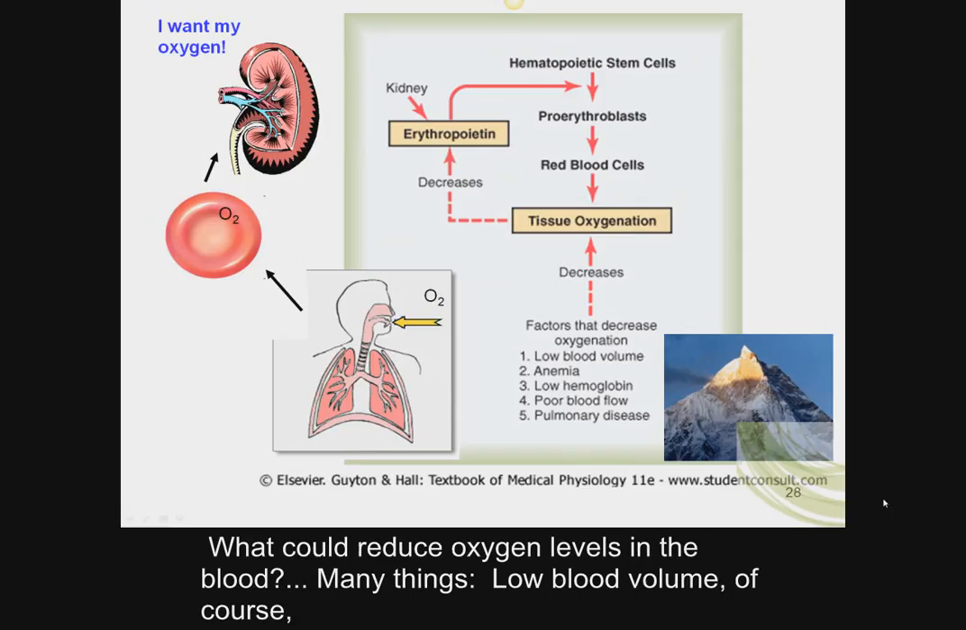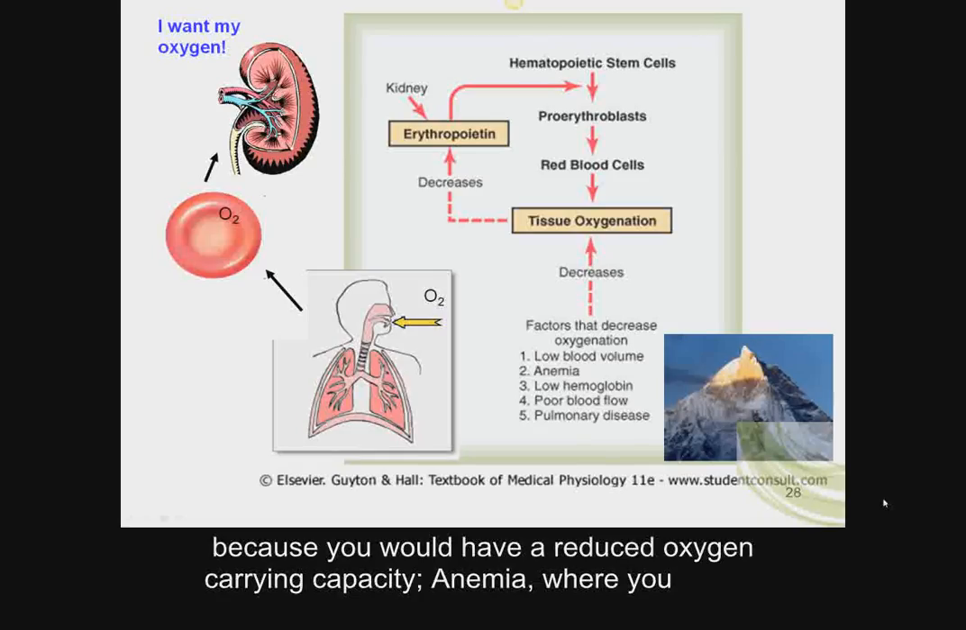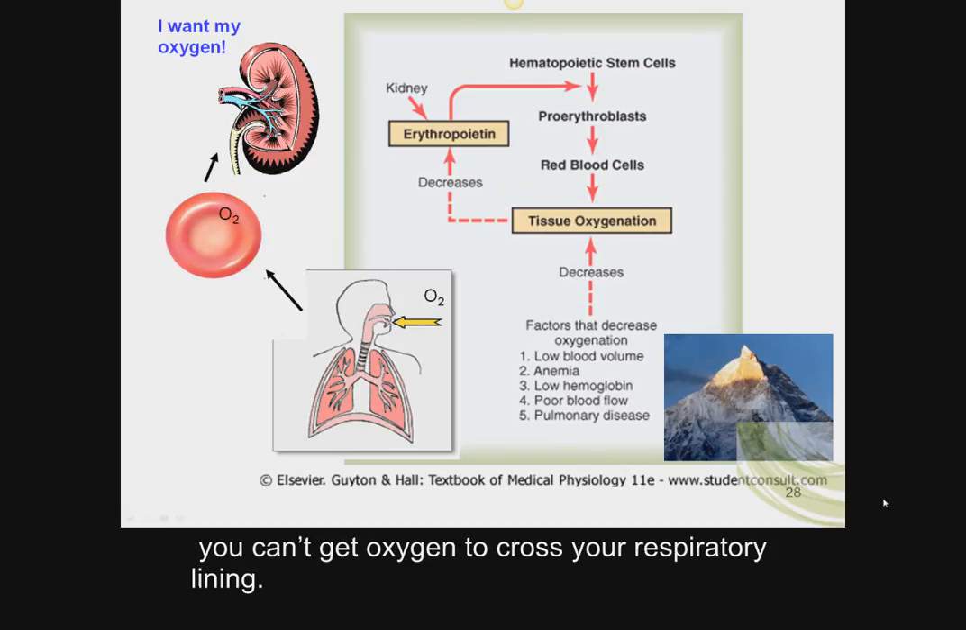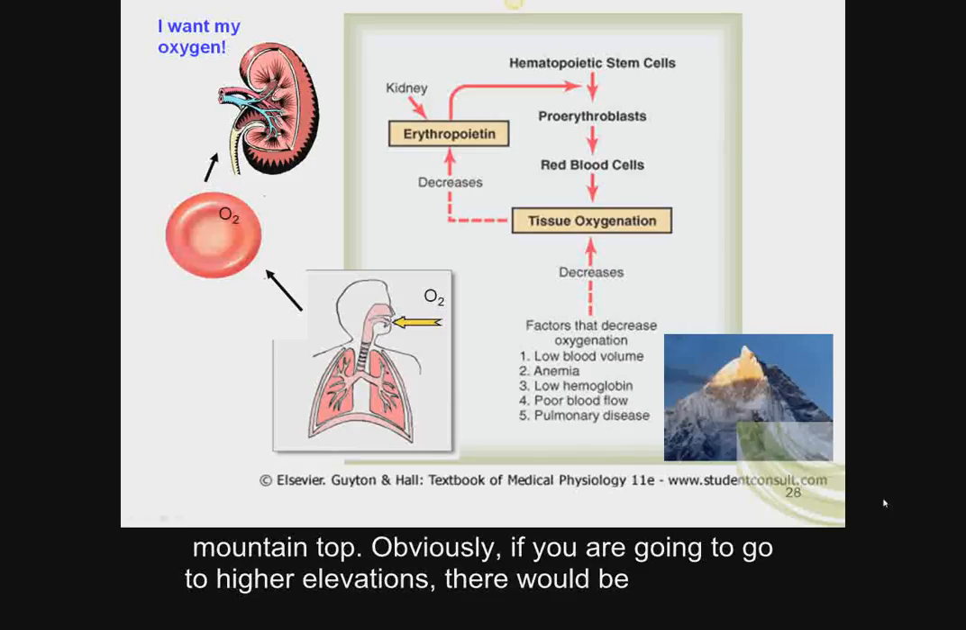What could reduce oxygen levels in the blood? Many things. Low blood volume, of course, because then you would have reduced oxygen carrying capacity. Anemias, especially those where you have reduced red blood cells. Low hemoglobin, poor blood flow, or pulmonary disease. Maybe in the pulmonary disease you can't get oxygen to cross your respiratory lining. So all of these are possibilities.